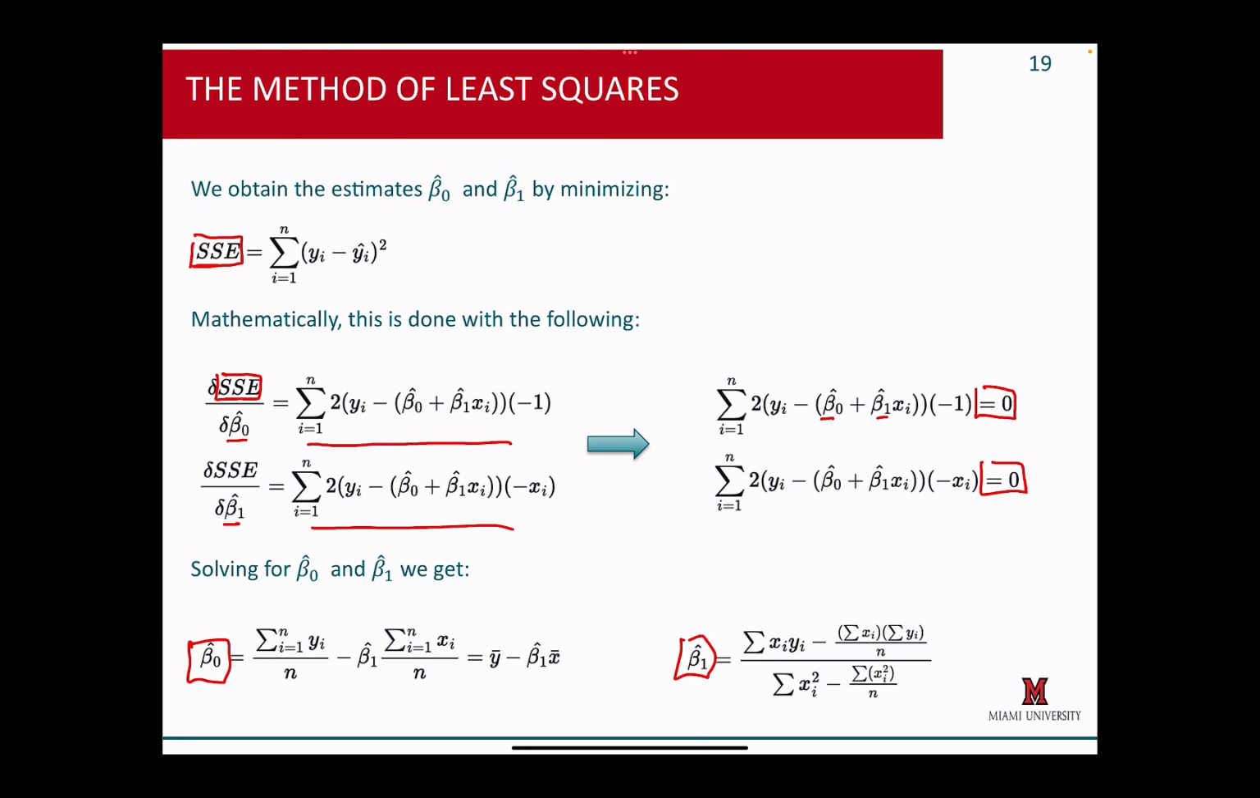Again, in your notes, you have the full derivations right there. Not that you need to commit those to memory, but it's important to know what the method of least squares is. This is the method that gets the least squares errors, in other words, the least SSE.